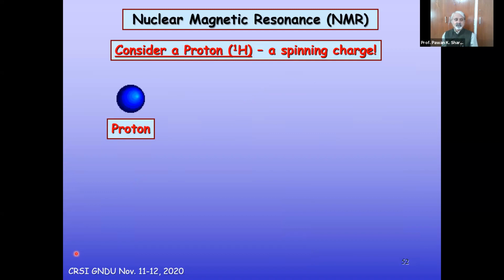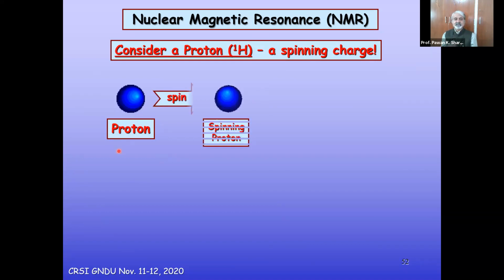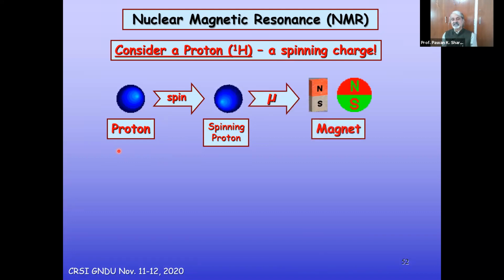So now let's consider a proton, to understand how these particles spin and behave in a magnetic field, nuclear magnetic resonance. How does a nucleus behave in an externally applied magnetic field? Let's consider a proton. This proton has a property called spin. That means it is a spinning proton, right? And because it is a spinning proton, and a proton is positively charged, there would be a magnetic field associated with it. So it would have a magnetic moment.